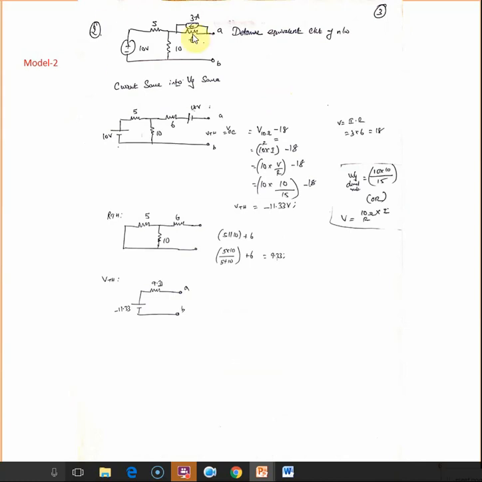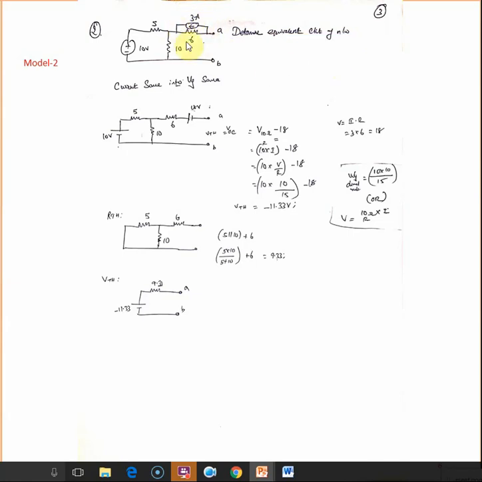A simple circuit is given. Look at the circuit. A voltage source is there, resistance is there. Here is the current source. They have given the circuit. Find the equivalent circuit of the network only. Thevenin's theorem only, they have asked. You can draw the equivalent circuit only.